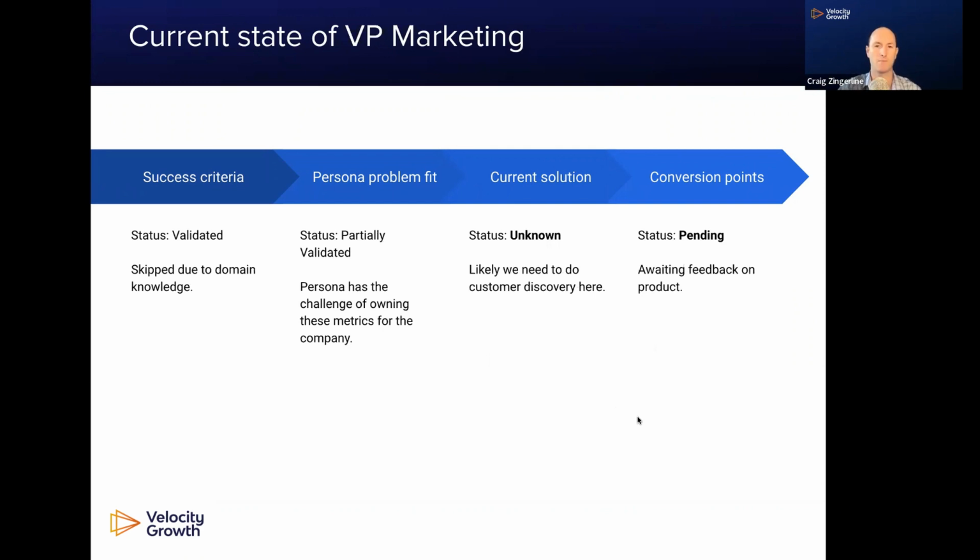With a VP of marketing, where I ended basically was that I still don't really know what other tools and solutions they use. So we probably want to talk to some of these folks on the phone and do some customer discovery with them to understand what tools they and their teams are using to become better at their jobs. And then when it comes to conversion points, I'm still waiting. At this point, I was awaiting feedback for my product. And assuming I get some of that feedback, then I can iterate my landing pages and my value props on the website to speak their language to drive more of a conversion focus.